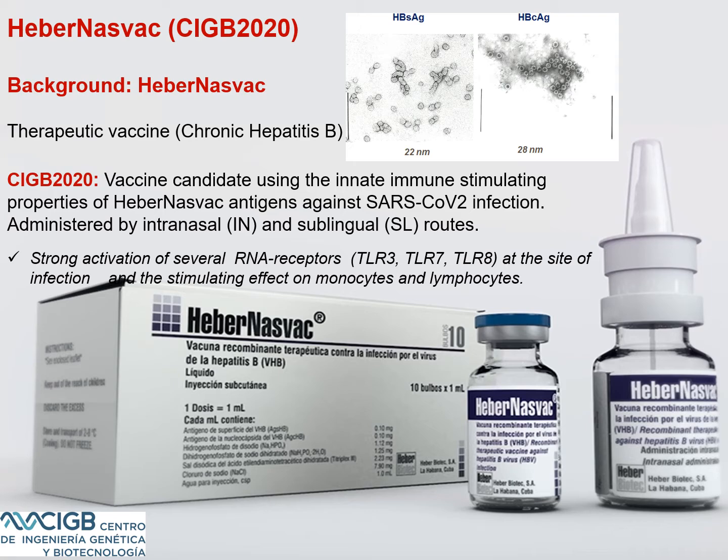Both virus-like particles have the capacity to induce innate immunity through the activation of toll-like receptors 3, 7, 8 and toll-like receptor 2. And at the beginning of the epidemic of coronavirus disease, we decided to reprofile this vaccine to use in healthy people at risk and also at early stage of the disease for the induction of innate immunity.